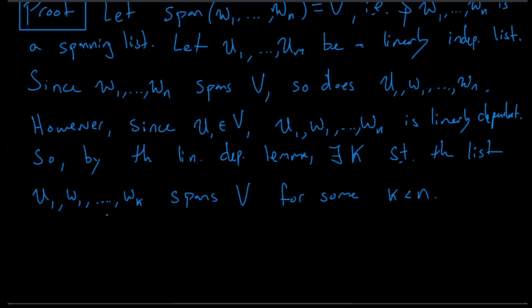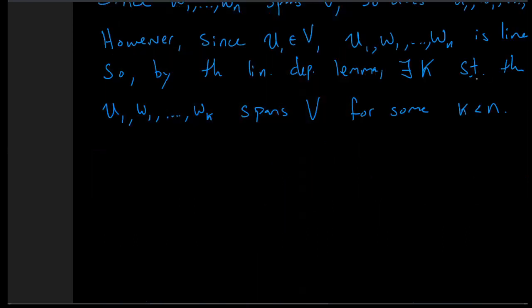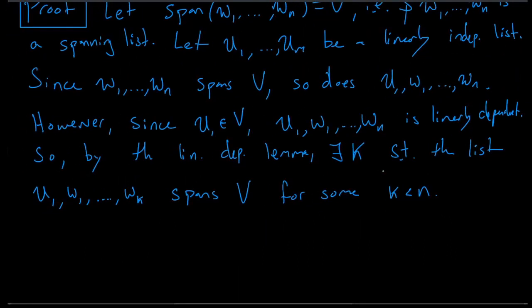That is, we can get rid of at least one of these vectors, right? So from U1 up to Wn, we've now got a linearly dependent list. Going back to the linear dependence lemma, it basically says you can always remove something from your list and get a list that spans the same thing. So going up here, we can get rid of something.